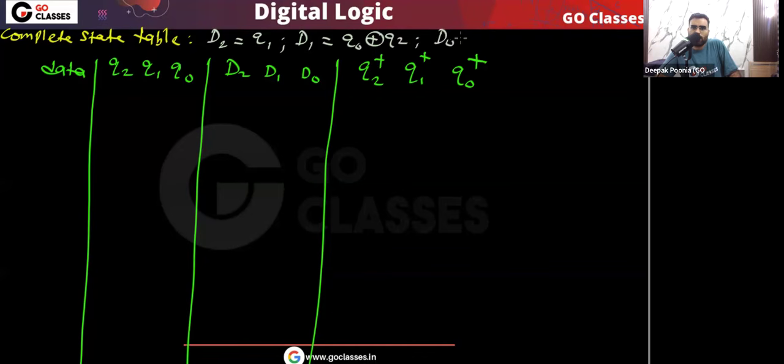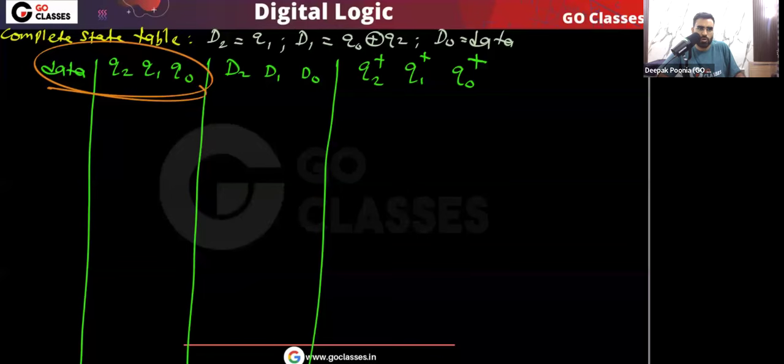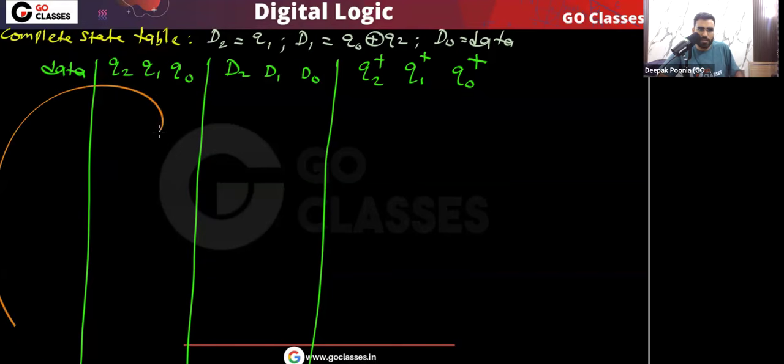And what is this d0? That is data. Okay, now notice, it will be actually time saving, to be honest. So let's see here. Let's write all the possible combinations for external input and the present state, or I can say flip-flop outputs. Present state means flip-flop output combination.